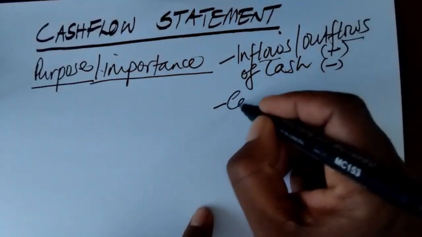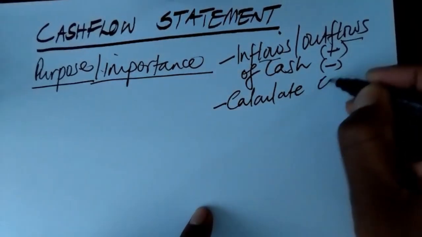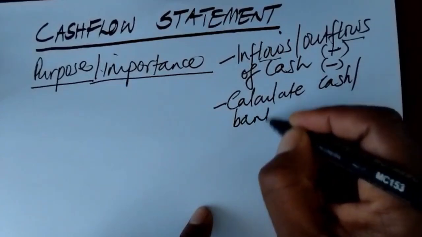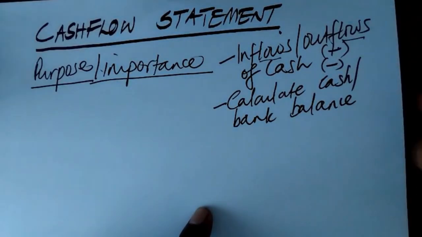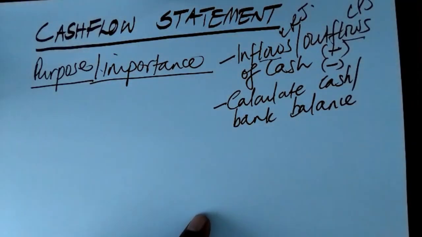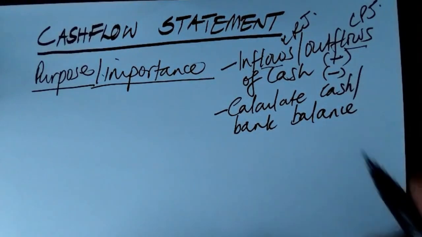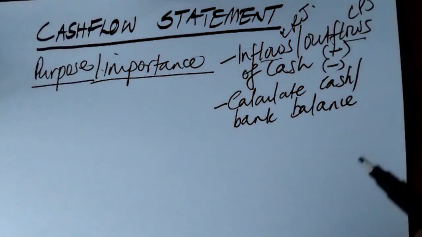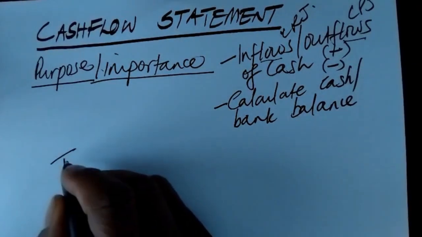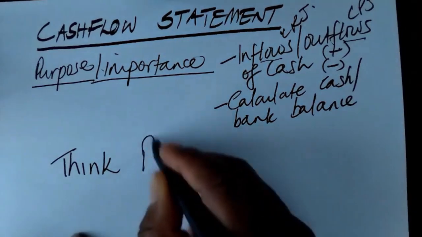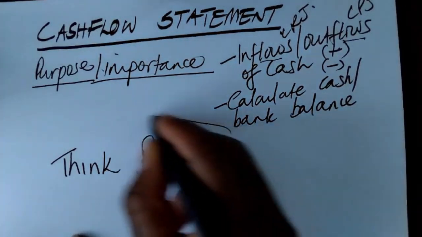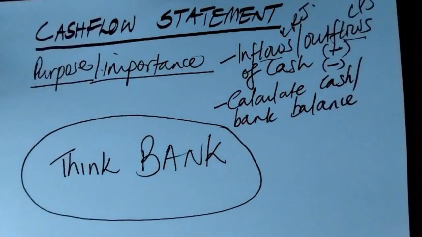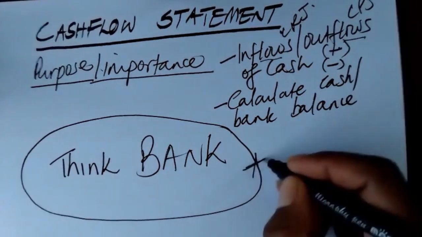So in other words, I can say this will help to calculate the cash or bank balance, because inflows naturally go to the CRJ, outflows go to the CPJ. And when you talk of inflows and outflows, or CRJ and CPJ, you're basically talking about the bank balance. So in other words, when someone says cash flow, I'll write here in bold letters, think bank. Right? That's what a cash flow is all about. It's think bank. So basically, we are looking at effects of transactions on the bank account.